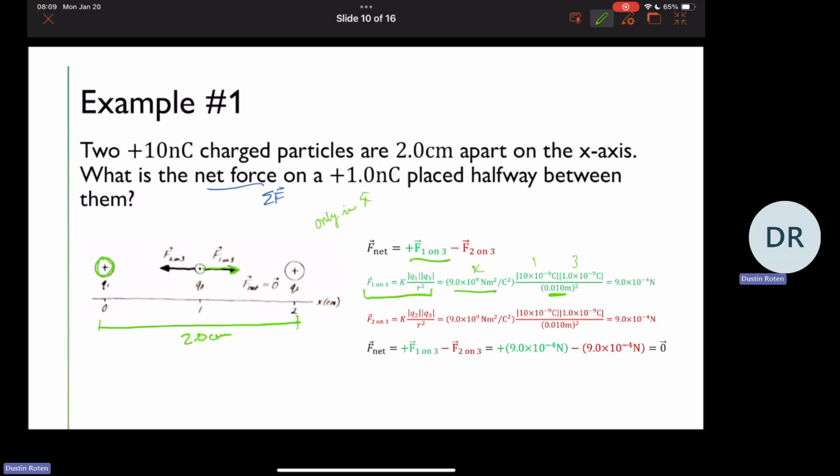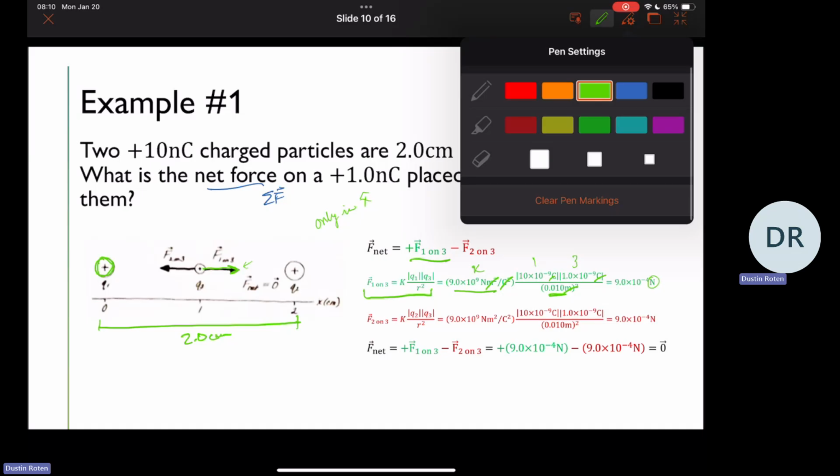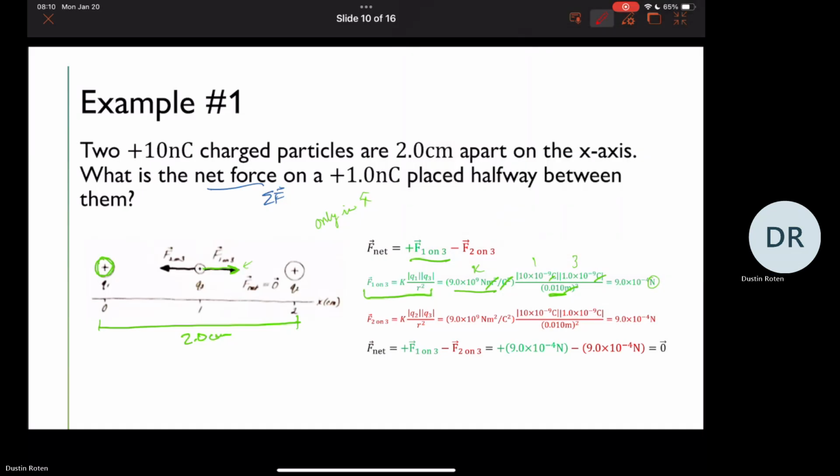We need to change that to meters to keep everything in SI units. And then when we turn the crank on this, you'll notice that we have Coulomb squared in the denominator, which is going to cancel out those coulombs. We have meters squared in the denominator, which cancels out that meters squared in the numerator, and that leaves us with just newtons. So 9 times 10 to the negative fourth newtons is what's being experienced here by the green vector.